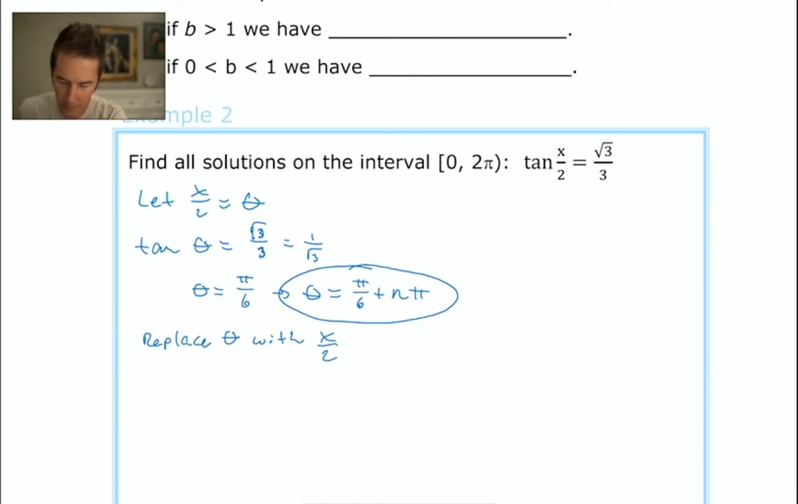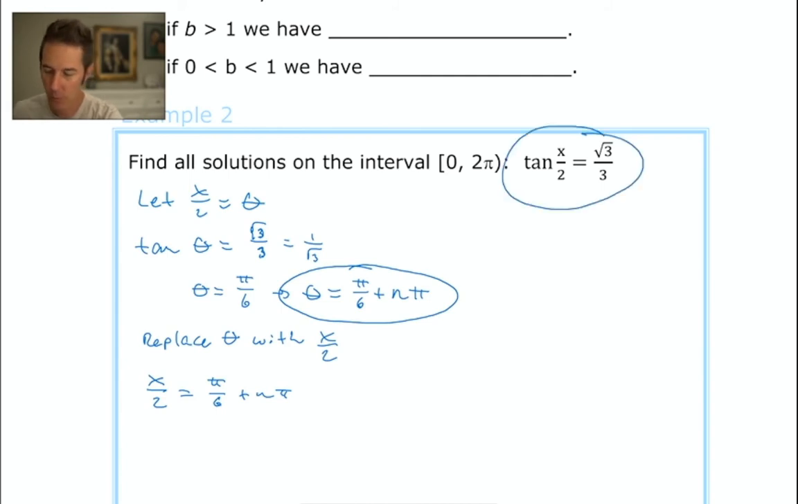So that we get this statement, x over 2 equals pi over 6 plus n pi. We're trying to find x values. Look at your original equation. What's the variable? It's x. So let's solve this equation for x.